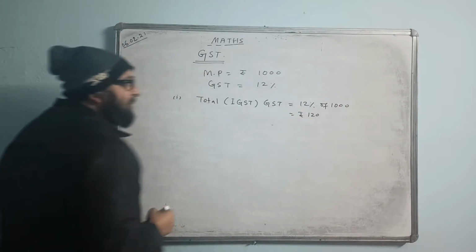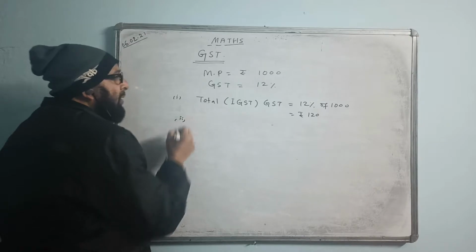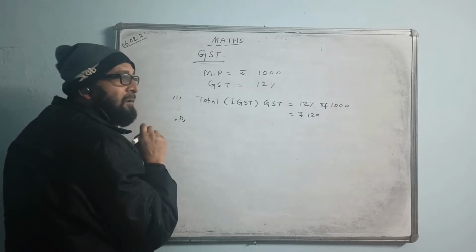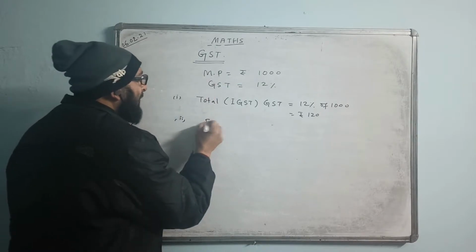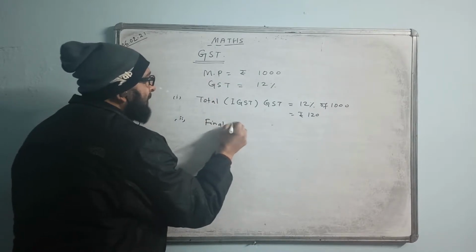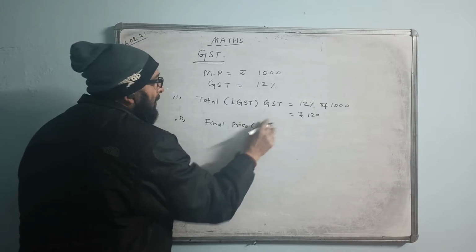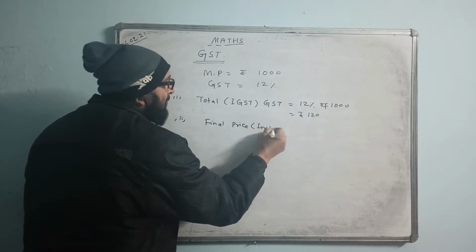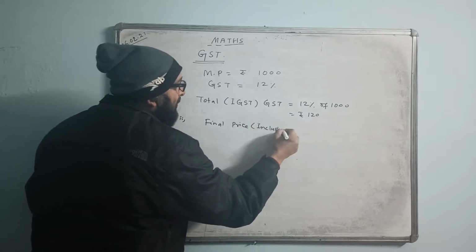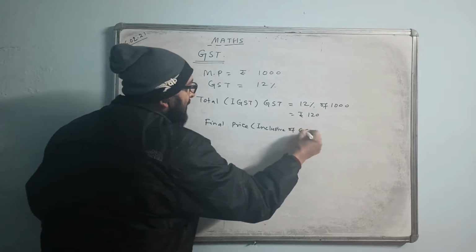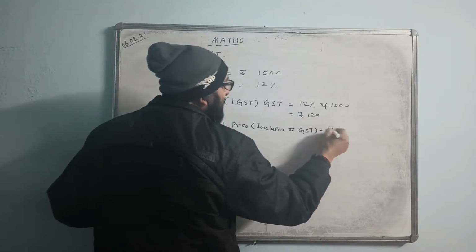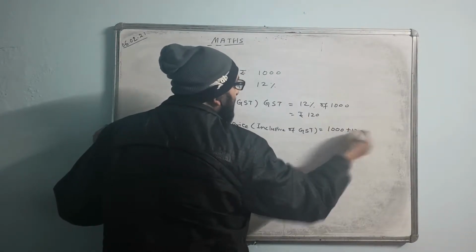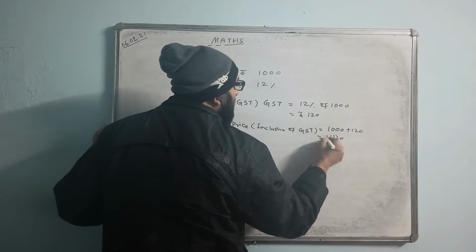It is 120. Now the question is how much a person needs to pay, the final price of the camera. Final price is inclusive of GST. Final price will always be inclusive of GST. Add 1000, the price, plus 120 tax. That is 1000 plus 120. The answer is 1120. That's it.